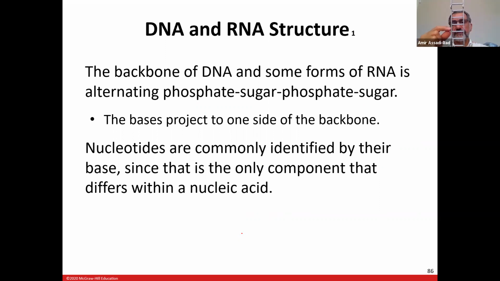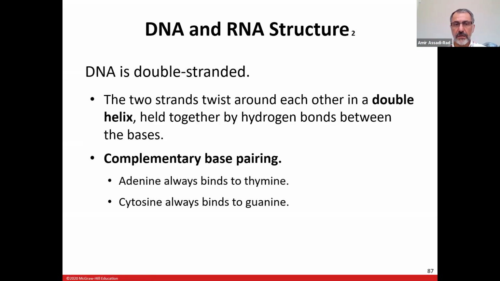They have phosphate, sugar, phosphate, sugar, phosphate, sugar, same as this side. So right here are the sugar molecules. I hope you guys can see this. Right here are sugar molecules, and these are the nitrogenous bases. So the rungs of the ladder, the steps of the ladder, are the nitrogenous bases, which I will get into in a minute. The nucleotides are commonly identified by their base.